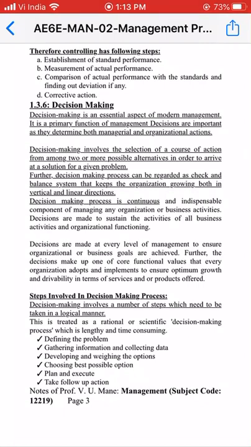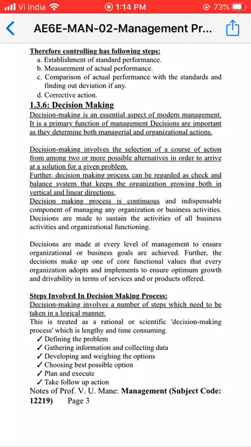First one is what? Defining the problem. So first we need to define the problem, meaning what is the problem, which problem is occurring in any department. So first define the problem, then gather the information and collect the data about that problem. Then the third one is what? Developing and weighing the options, meaning discovering the options or discovering the solutions to that problem.